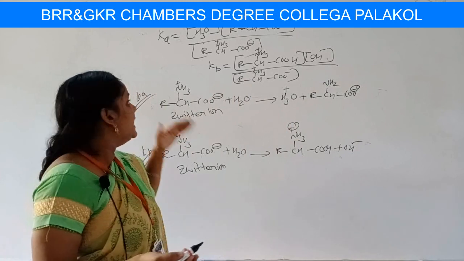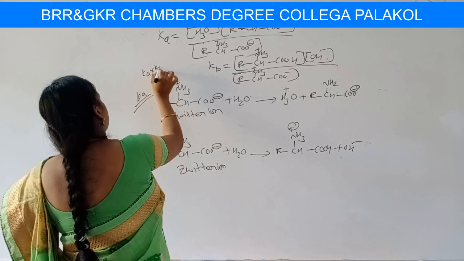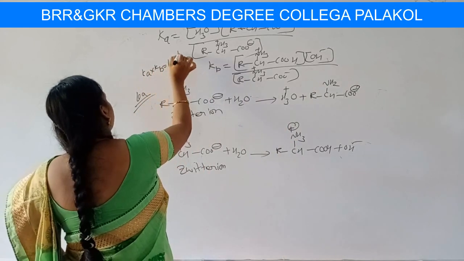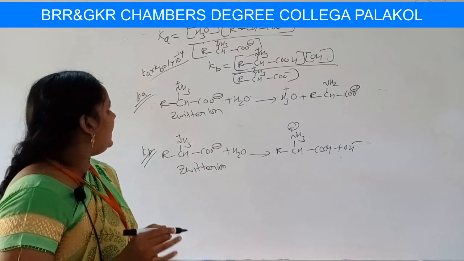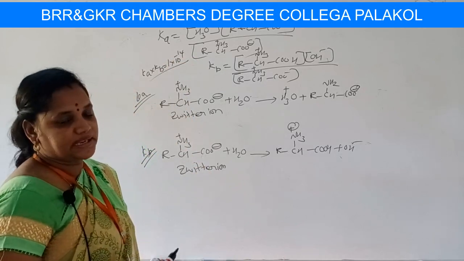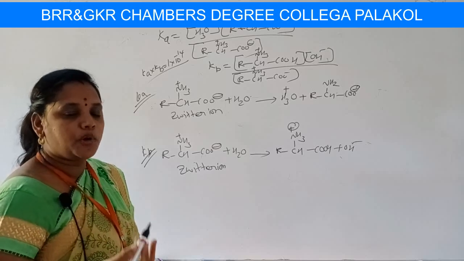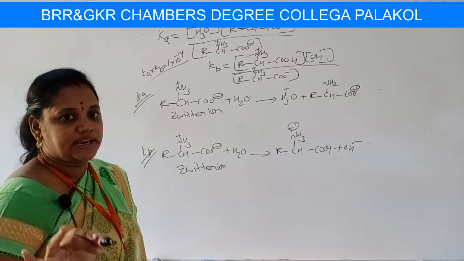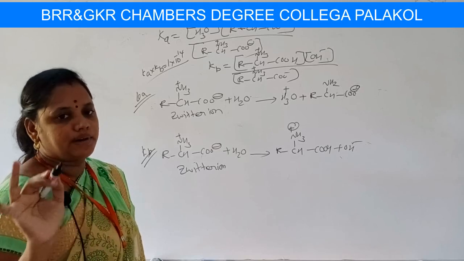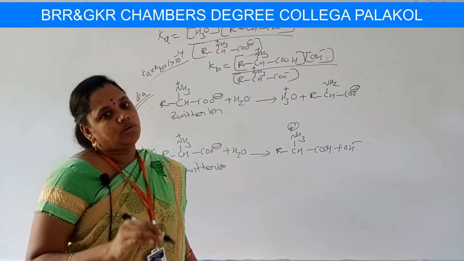Next concept is Ka into Kb value must be 1 into 10 power minus 14. Okay, Ka into Kb value must be, in this case, 1 into 10 power minus 14. I mean the product of the basicity constant and the acidity constant must be nearly equal to 1 into 10 power minus 14 for amino acids.